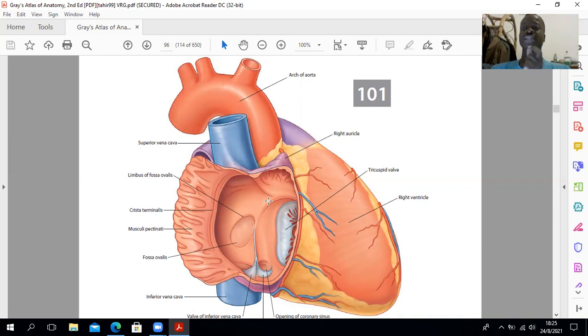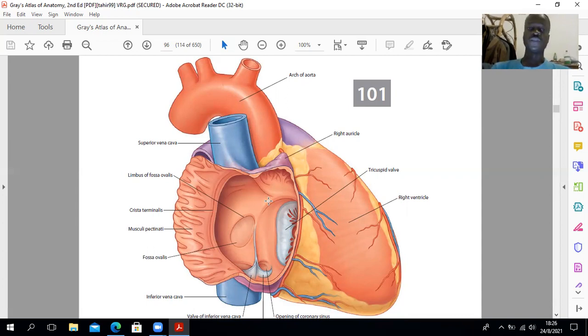Then if you look at the middle third, which is actually the conus cordis, it's going to form the outflow tracts of both the ventricles. That is the infundibulum for the right ventricle and the aortic vestibule for the left ventricle. Then the distal third will actually form the outflow tracts themselves. That is the pulmonary trunk for the right ventricle and the ascending aorta for the left ventricle.